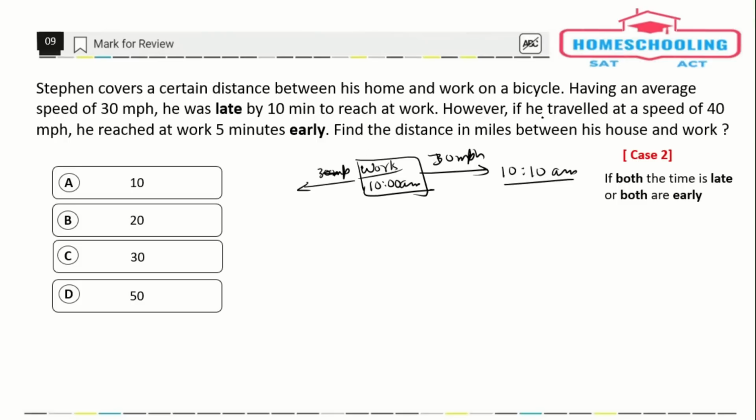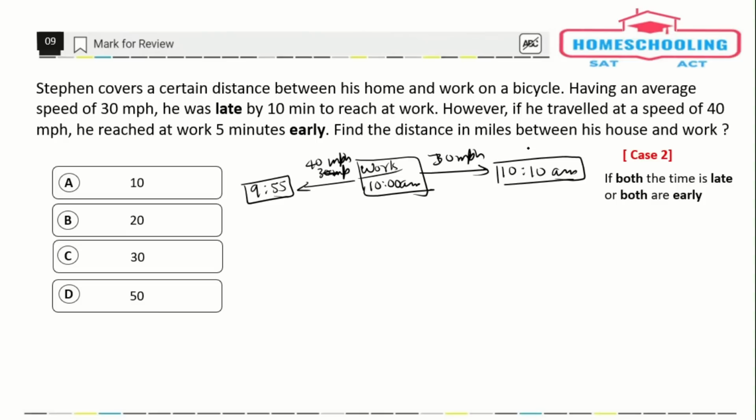However, if he traveled at a speed of 40 miles per hour, he reached work how much time earlier? 5 minutes earlier. So 5 minutes earlier than 10 a.m. would be how much? 9:55. So these are your time differences.